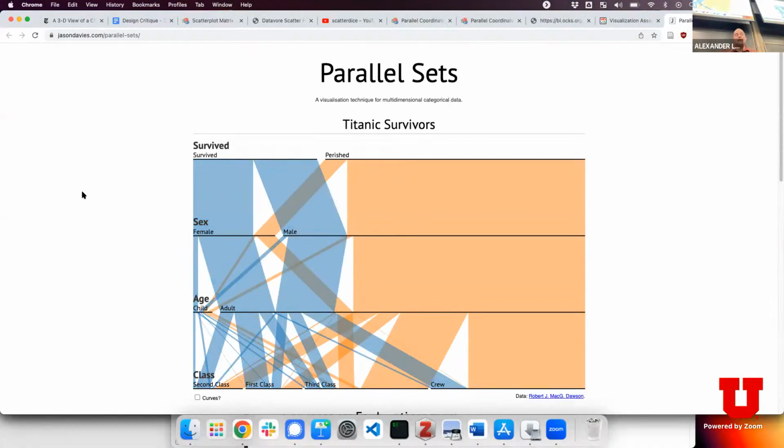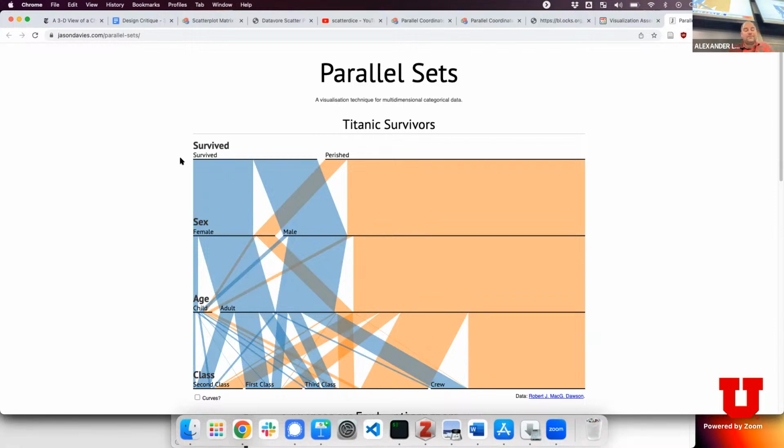As you can see, it looks a lot like parallel coordinates flipped over, right? But instead of tracing each data point through, we summarize. This is the Titanic data set again. Did people survive or did they perish? Were they female or male? Were they a child or an adult? Which class were they in? And so we break this up. And then here, for the survived ones, we show the breakdown.